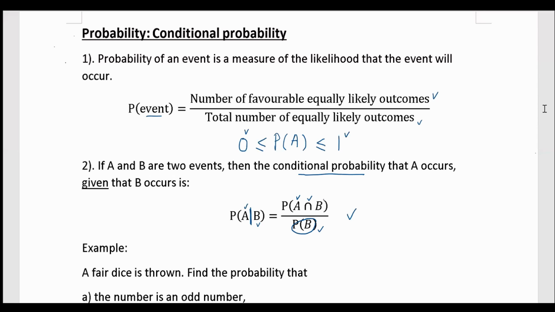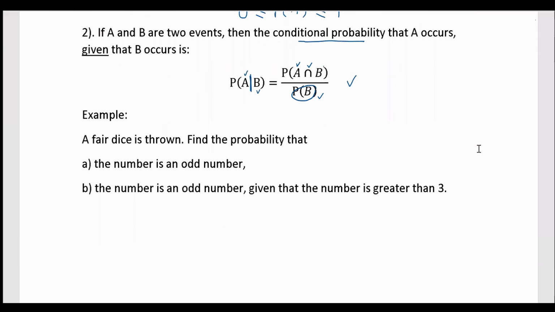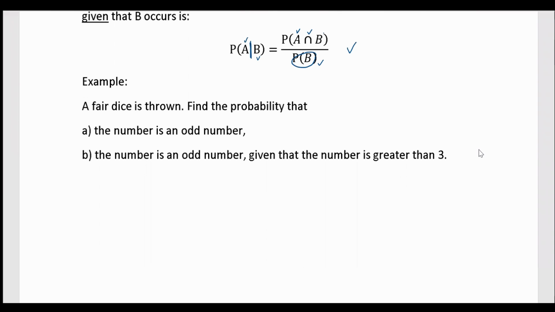Okay, let's see an example here. A fair die is thrown. Find the probability that the number is an odd number, part A. When we throw a die, it's either getting a number 1, 2, 3, 4, 5, or 6, right? And since this is a fair die, the numbers will occur equally likely.